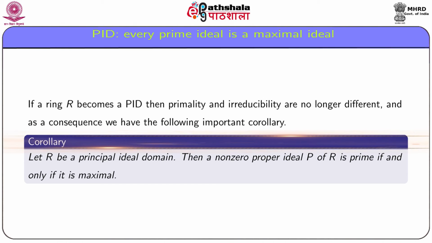So, in Z, since Z is a principal ideal domain, the prime ideals and maximal ideals are the same, which are of the form pZ, where p is a prime integer. Thus, we have an explanation of why the prime ideals and maximal ideals in Z coincide.